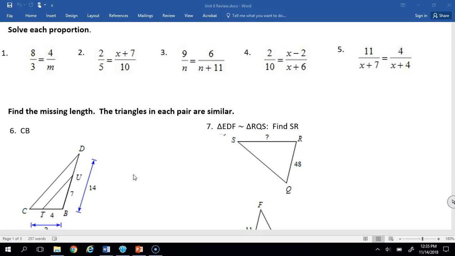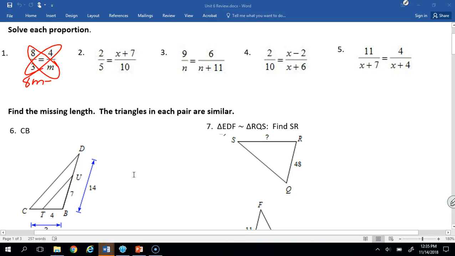Okay, I'm going to go over this review for the Unit 6 test. So numbers 1 through 5 say solve each proportion. So we're going to cross multiply. We're going to multiply across here and across here. So that's 8m equals 3 times 4, which is 12. And 8 goes into 12 1.5 times.